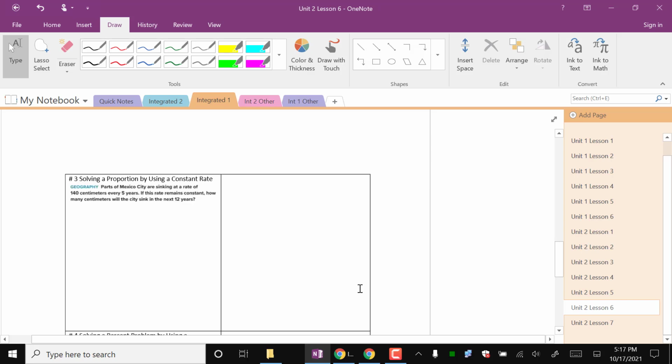Let's take a look at our next example, solving a proportion by using a constant rate. So we want to start off with setting up what is going to be our proportion. Our city shrinks, or sinks, 140 centimeters in 5 years. So how much is our city going to sink in 12 years?